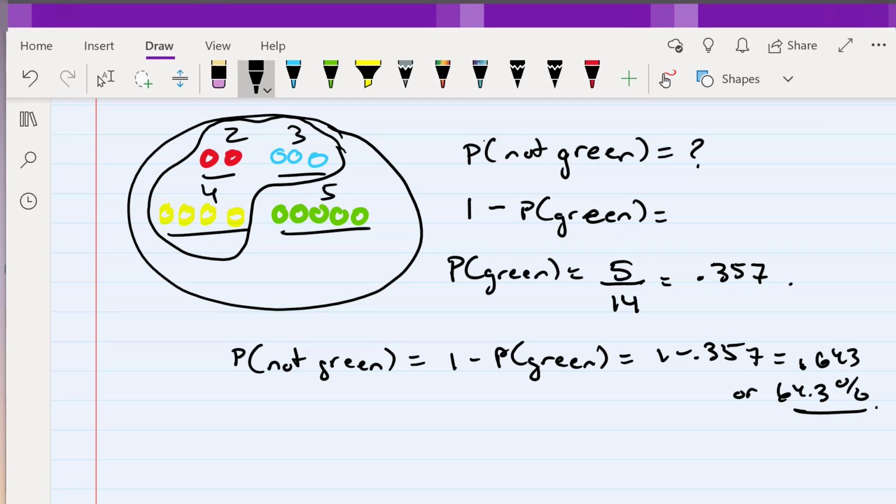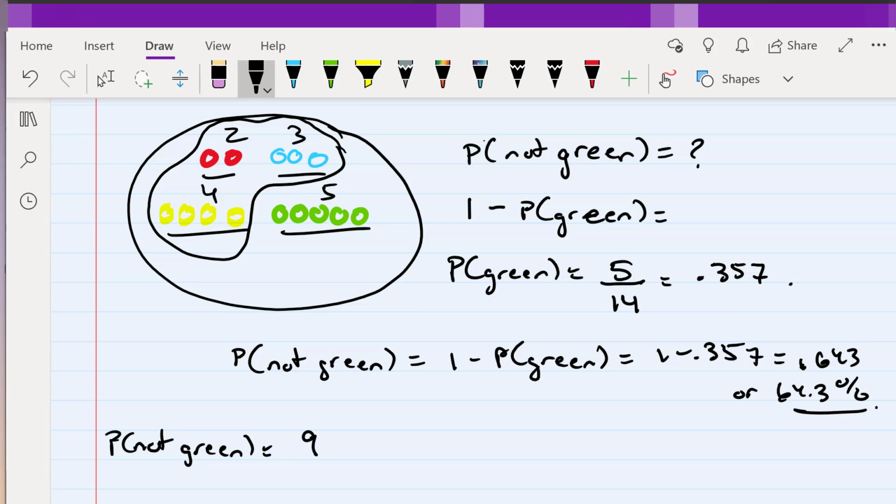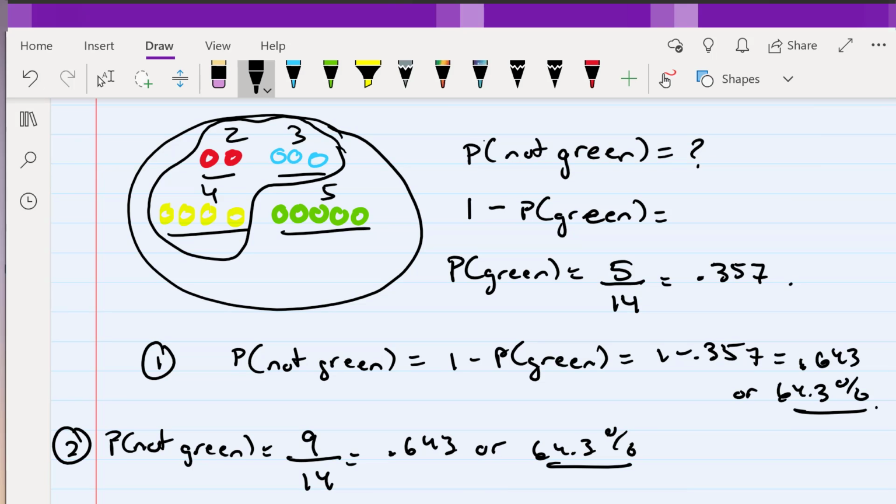Or another way of arriving at that is the probability of not green is going to be the total number of chips that are not green, which is the 2 red plus the 3 blue, which is 5, plus the 4 yellow, which is 9, all over the total number of chips, which is 14, which is also 0.643, or 64.3%. So we have 2 ways of getting to that. Method 1, which is finding the probability of choosing a green and subtracting it from 1, and method 2, which is just counting the number of non-green and dividing it by the total number of chips.